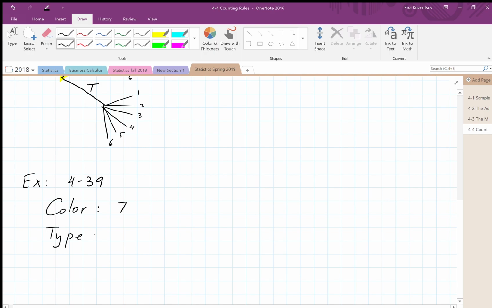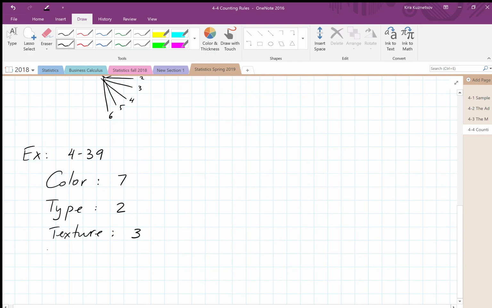Type. It's either latex or oil, so there are 2 possibilities over there. Texture. Flat, semi-gloss, or high gloss. So texture, there are only 3 possibilities there. And use. It's either outdoor or indoor. So again, there are only 2 choices over there. I'm not going to draw a tree diagram for this type of situation. It's going to get too messy.